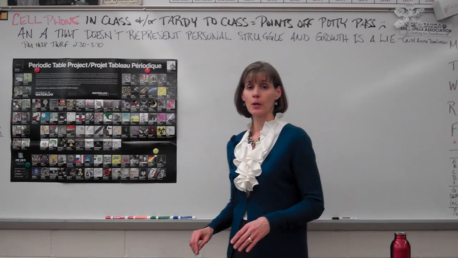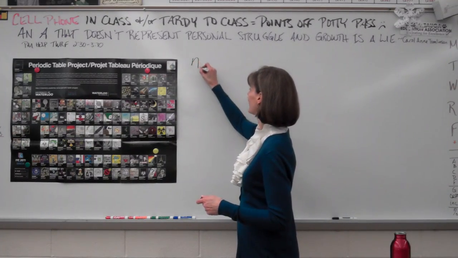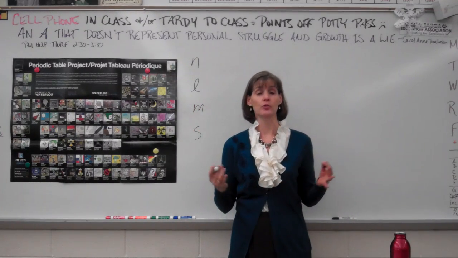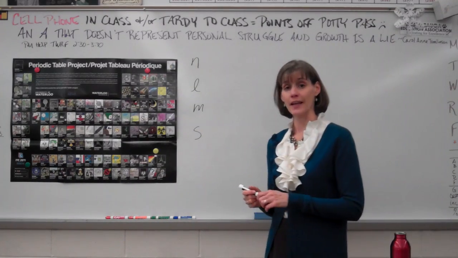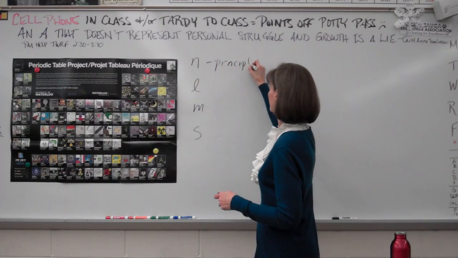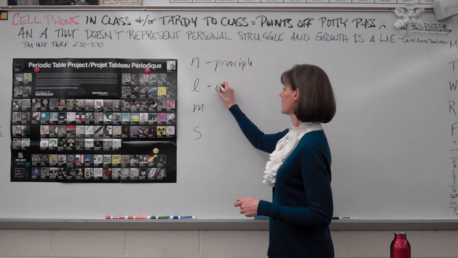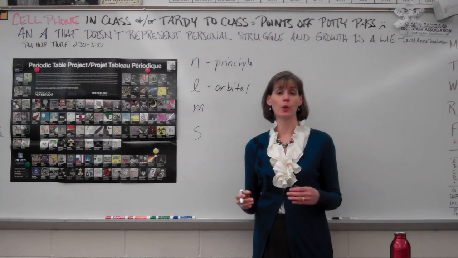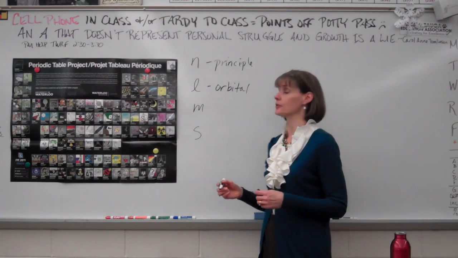Now, we designate the quantum numbers with letters, and you've seen this in videos, but you should know the letters N, L, M, and S. Those are the letters we use to represent quantum numbers, and they do have numbers that go with them. You need to know the names of each of those. N is the principal quantum number. L is the orbital quantum number. It's also technically called the angular momentum quantum number, but we usually refer to it as orbital quantum number because it shows the shape of the orbitals.